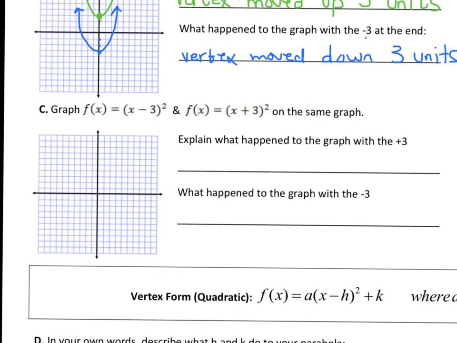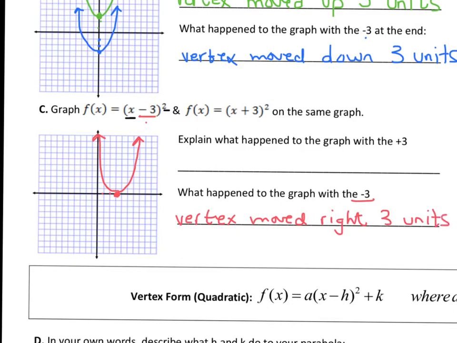Now our transformations take the original, we still have the x and we have the squared, but this time inside parentheses we have a minus 3. So if you type all of that with the parentheses into your calculator, into y equals, you should see a graph that is moved to the right 3 units. It's still a parabola, but instead of the vertex being at (0, 0), when we have the minus 3, the vertex moved to the right 3 units.